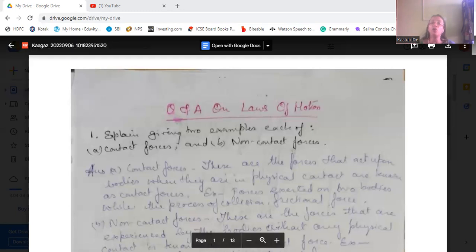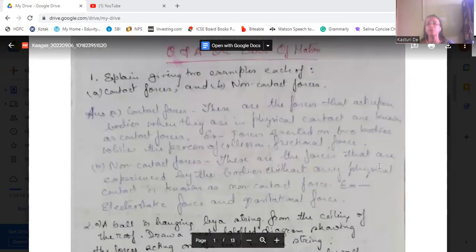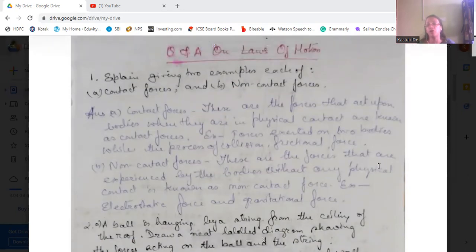And non-contact forces are those forces which are experienced by the bodies when they are not in physical contact. This is a body, this is a body, but these two are not in contact, yet they experience a force. One is experiencing a force from this one, and this is experiencing a force from that one. That is known as non-contact force. Examples are electrostatic force or gravitational force.